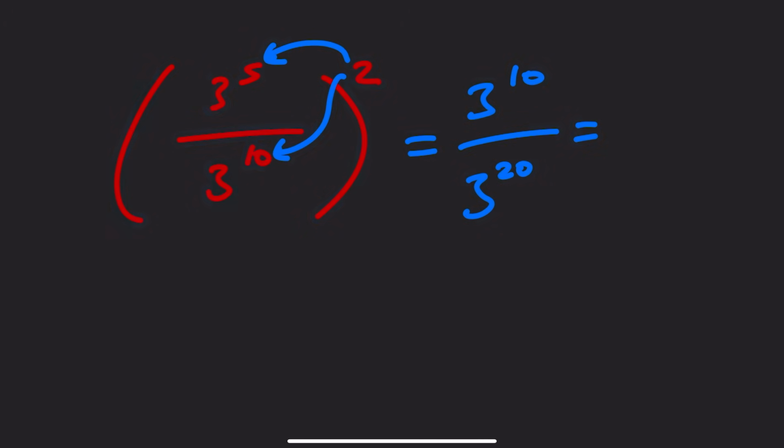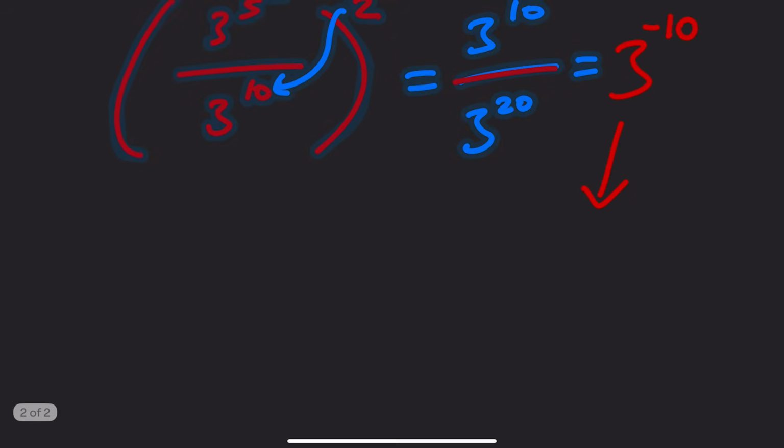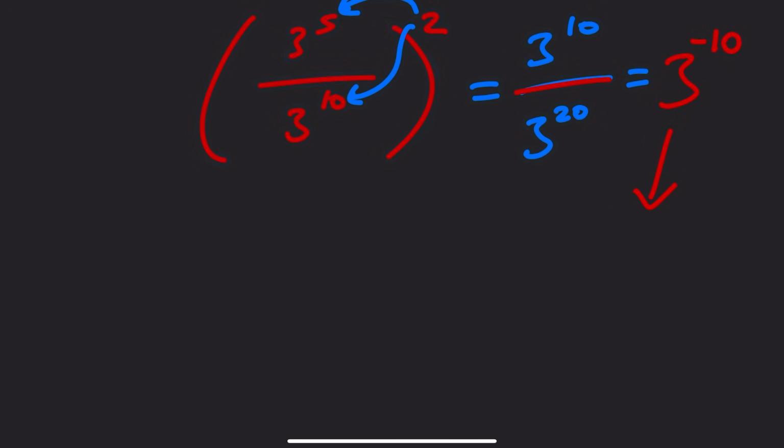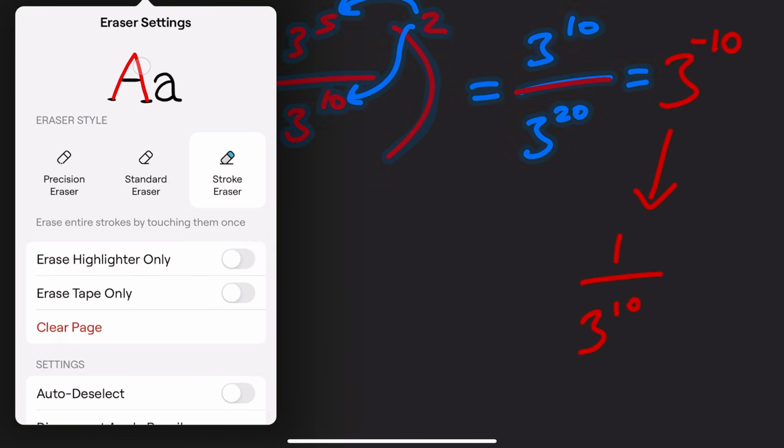10 and 20, we can divide, right? We can divide these numbers, they have the same base. 3 is going to be the base, but 10 minus 20, be careful, 10 is smaller than 20, so it's going to be 10 minus 20, which is negative 10. But as in class, we do not like negatives. So instead of writing 3 to the negative 10, we're going to flip it over. It's going to be 1 divided by 3 to the 10th power. Okay, nice. Okay, so let's continue.